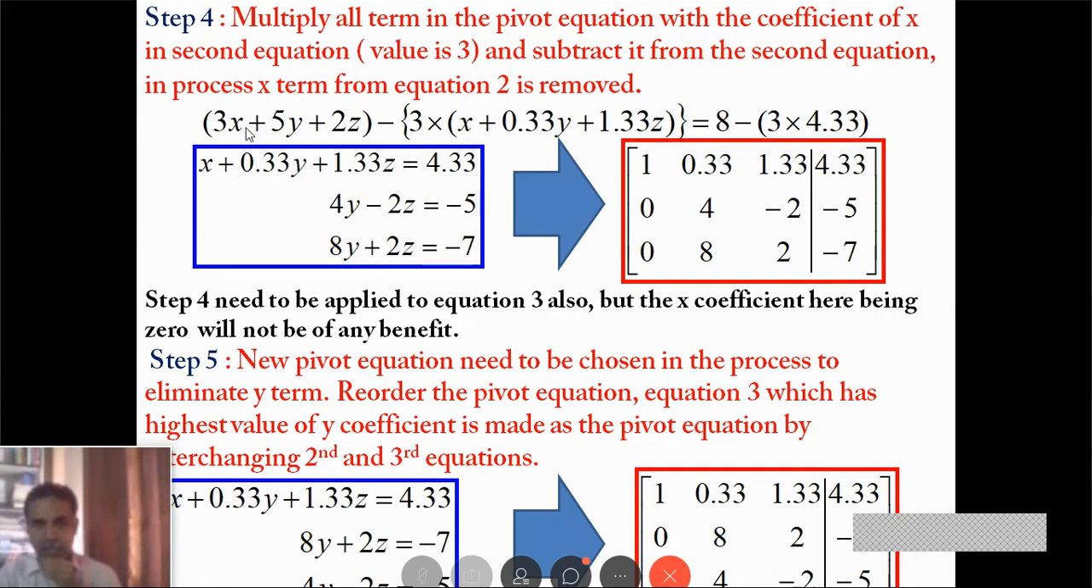So you can see 3x, your earlier second equation, minus 3 times the first row: 3x minus 3x, your x vanishes. It is not there. For y, you have 5y minus 3 into 0.33y. 3 times 0.33 is 0.99, and 5 minus 0.99 gives you about 4y. Same way, 2z minus 3 into this one, you get this. So that's how the entire operation proceeds, and you get the second equation also transformed using the pivot equation.